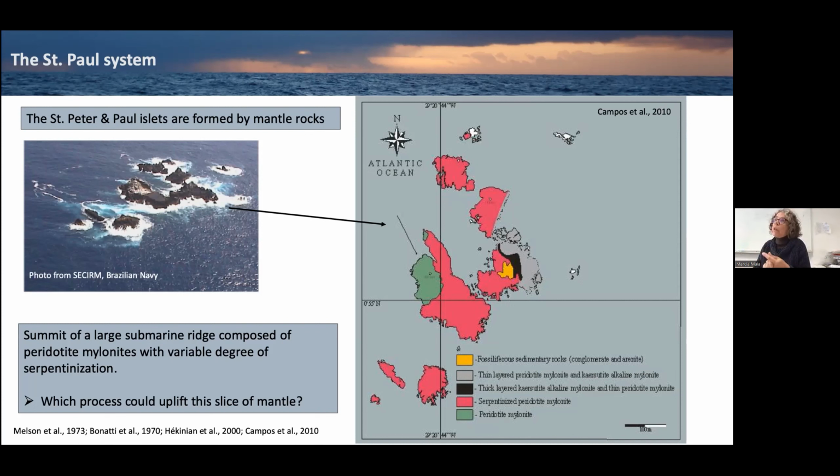And considering the depth is about 4,000 meters, and the mantle should be at, let's say, 5 to 6 kilometers below the seafloor, we would have an uplift of about 10 kilometers. So it's huge. And one of the questions that we wanted to answer when we went there to study this area was, what was the process that could be responsible for this uplift?